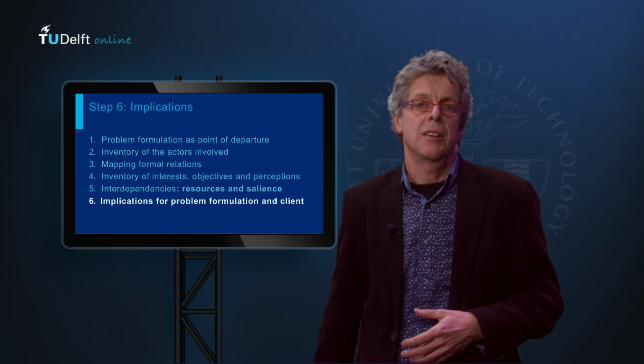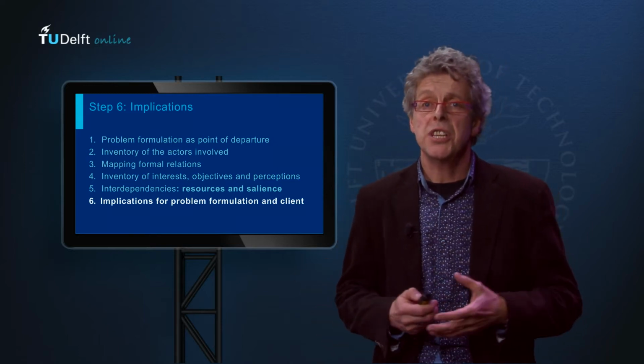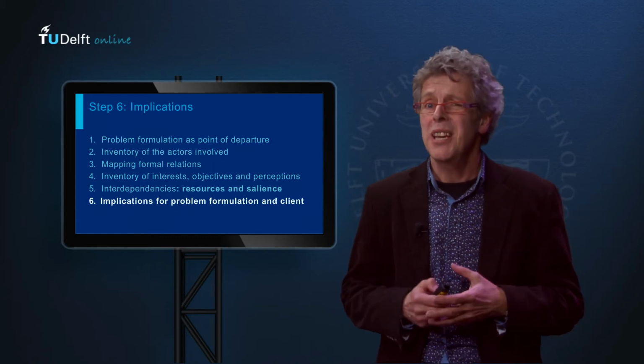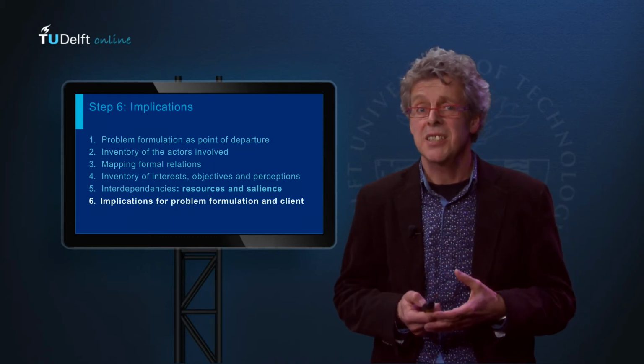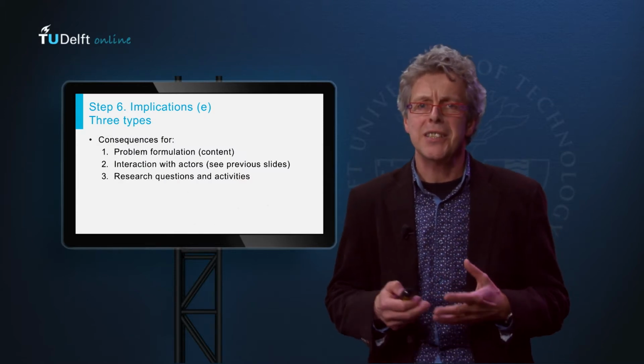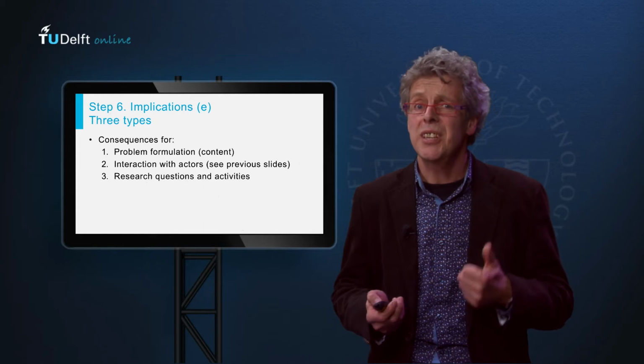In the previous step, we filled out the matrix, distinguishing the critical and the dedicated from the non-critical and non-dedicated actors, and now we have to think about what we learn from these distinctions. Well, looking at the implications of our newly acquired insights, we will have to look at three different aspects.